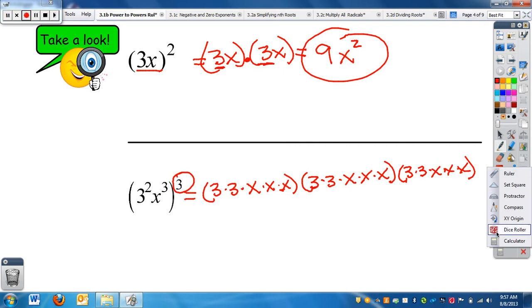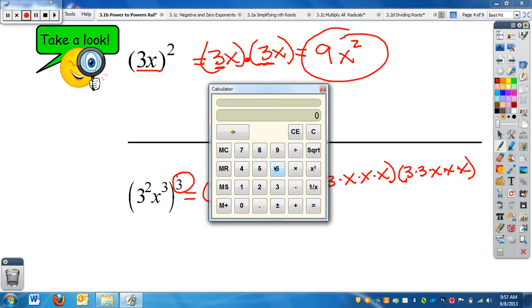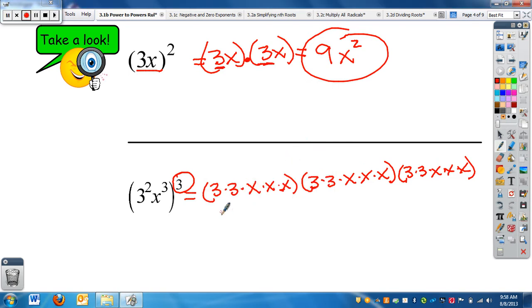Let me get the calculator out. I know 9 times 9 is 81, and I just need to take it times one more 9. 729. So we have 729. And how many x's do we have? 3 more and 3 more gives me a total of x to the 9th.